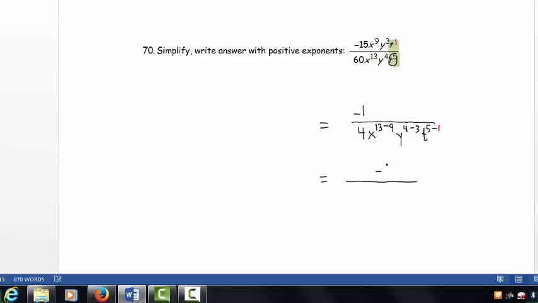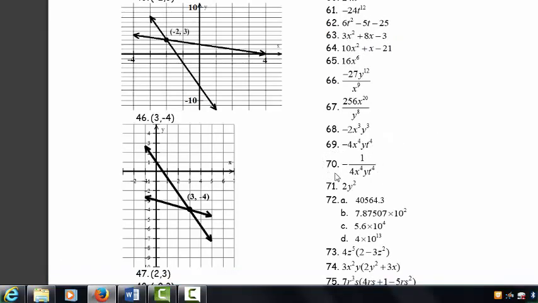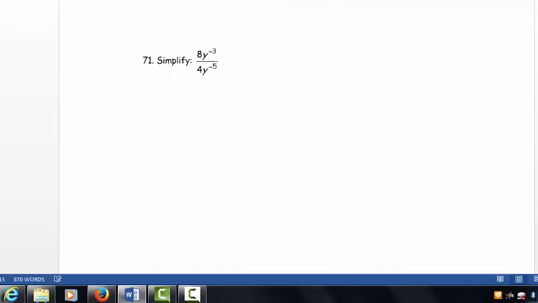The -1 in the numerator cannot be dropped. The denominator is 4, x to the fourth, y to the first, t to the fourth. This exponent 1 can be dropped. Here is our final answer. We will check it.